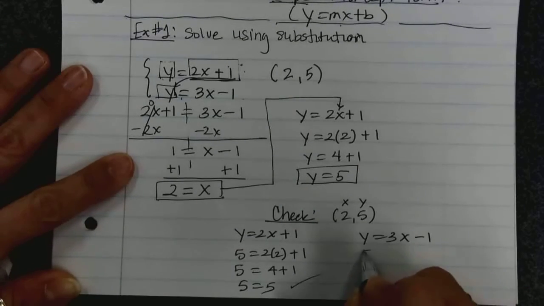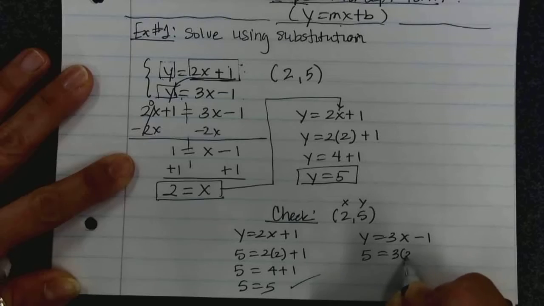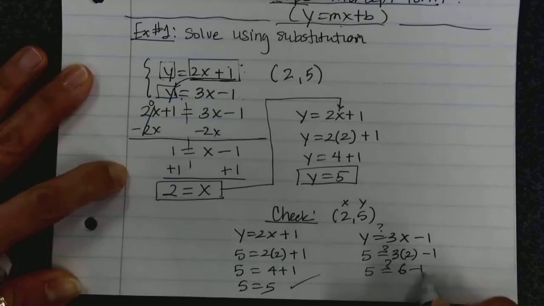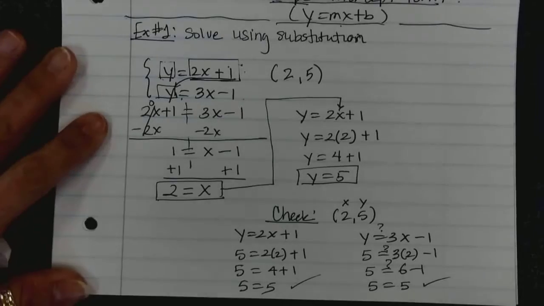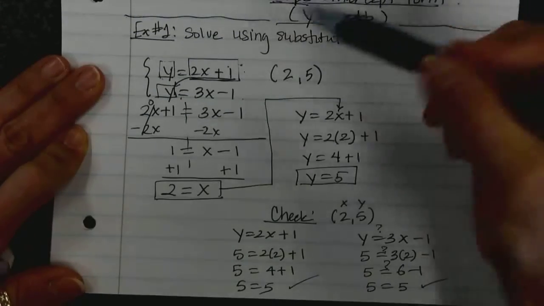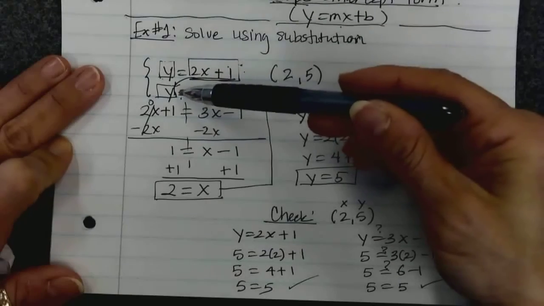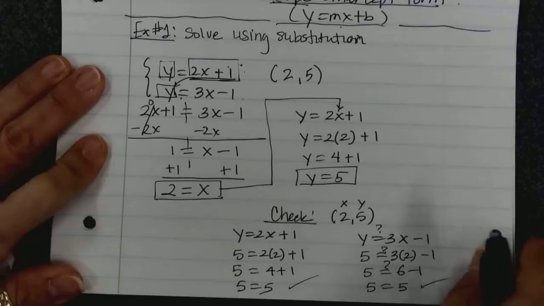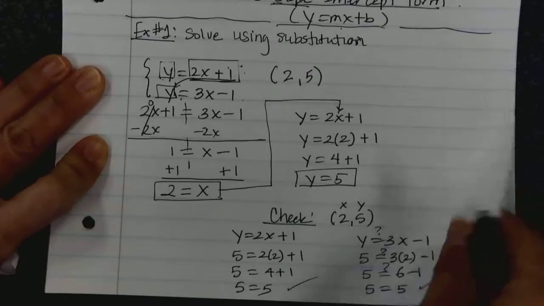Now let's plug in for the other equation. 5 equals 3 times 2 minus 1. We're looking for whether these are equal, right? 6 minus 1 is 5, so 5 equals 5. That one also checks. So this is the substitution method, where you take one of the variables and replace it with the equivalent expression from the other. I'm going to give you another example, number 2.